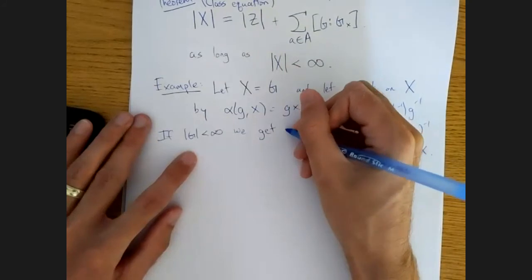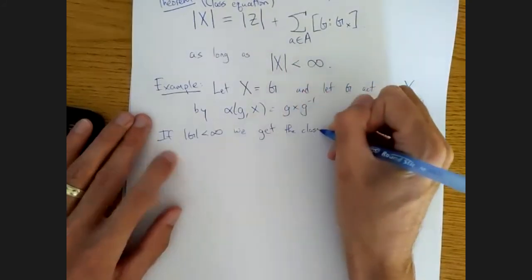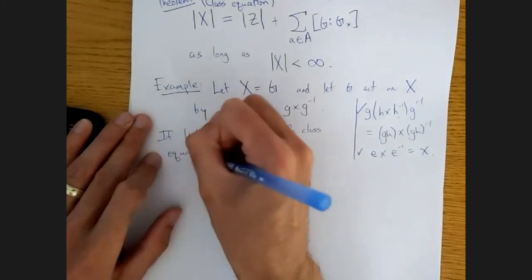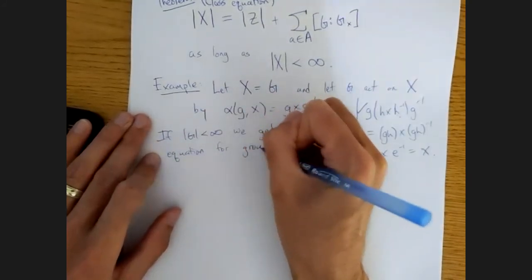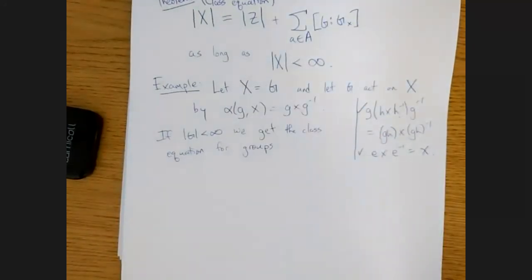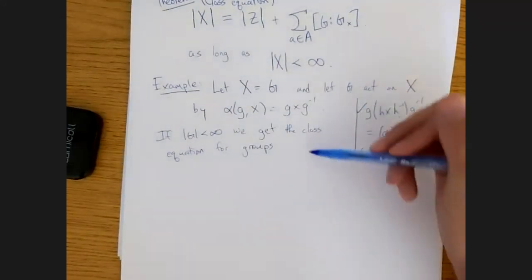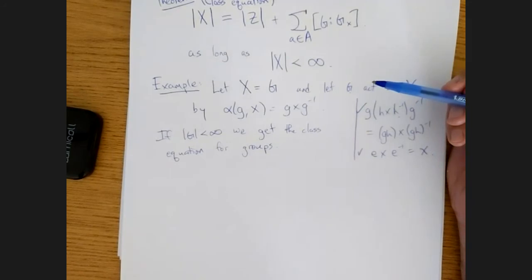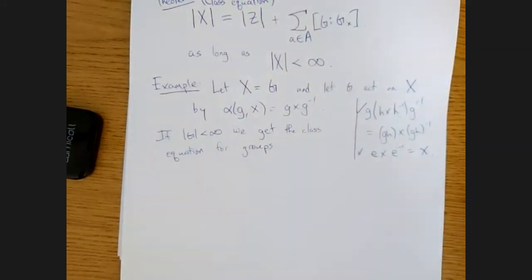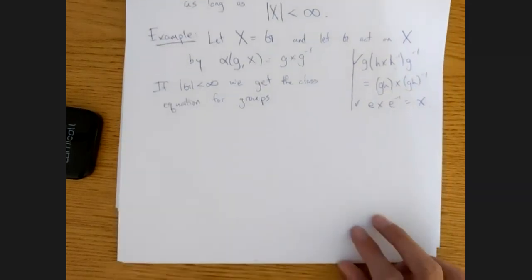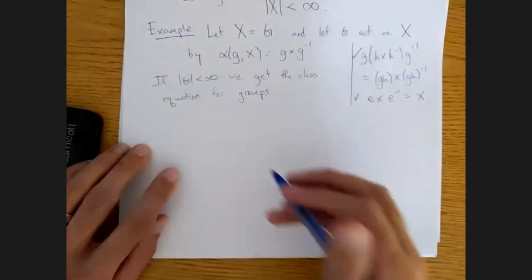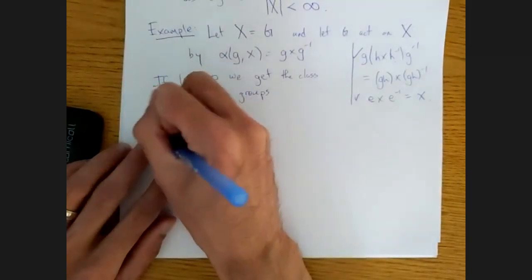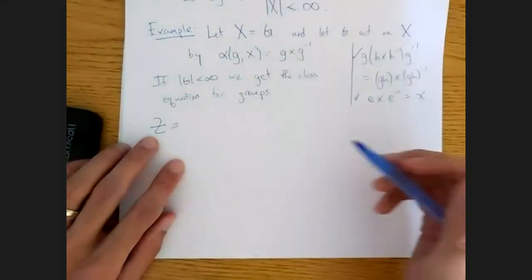And what are the different terms in the class equation? Well, we can find out. We get the class equation for groups. To understand it, we just have to figure out what are the orbits of this group action, what are the stabilizers, and what is the center of this group action. And in terms of the center, it is just like the center of the group. So hopefully that's good. Okay, so we have to figure out what all the terms in this are.